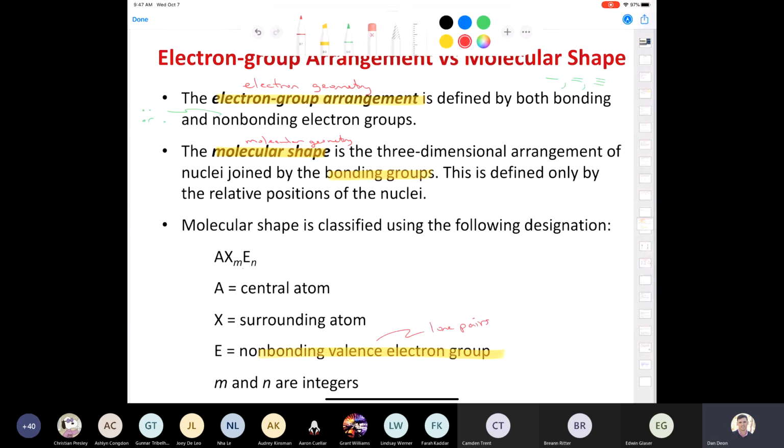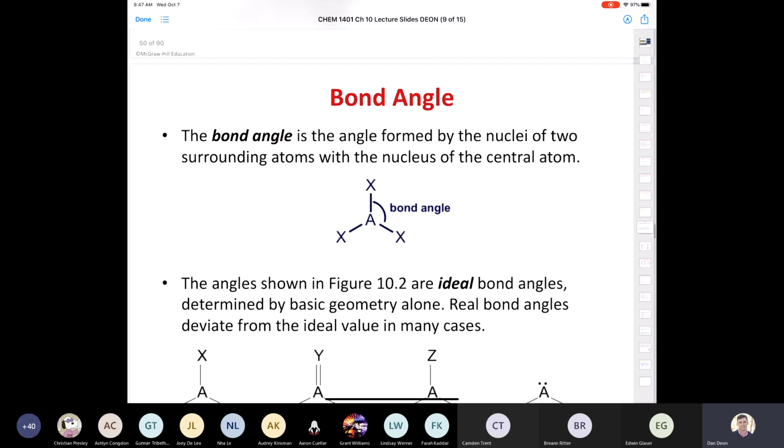We're not going to look at a whole lot of radicals in molecular geometry. Maybe a few, but very, very few. Again, electron geometry refers to bonds and lone pairs. Molecular geometry, leave out the lone pairs. Just focus on the bonds. Okay, with that in mind, let's move forward.